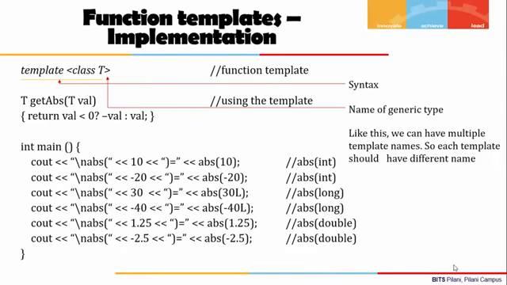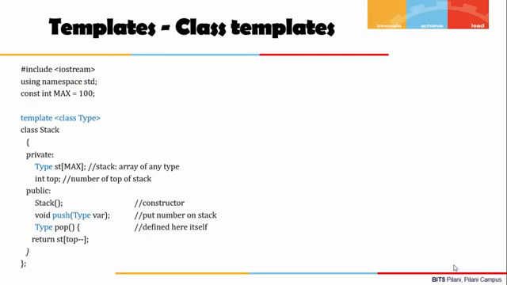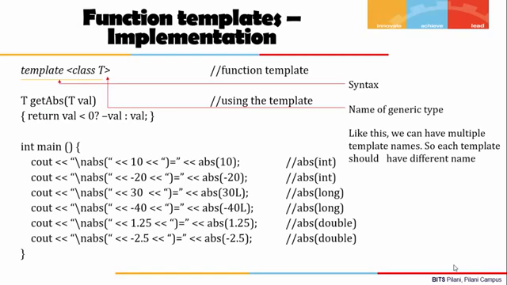Suppose we want to pass two generic arguments. Then we can declare multiple templates and use those names in the parameter list. Then all these function calls are valid. We are calling different types of values like int or float or double. All are valid and return the correct result.